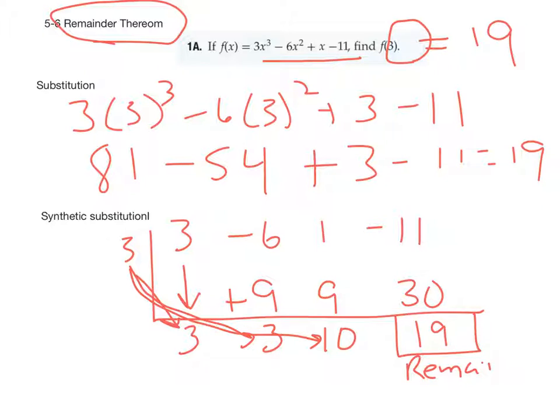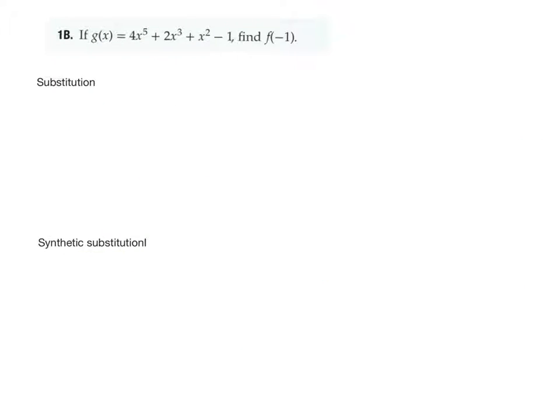So the remainder theorem basically says that when we do synthetic division or synthetic substitution, the remainder is a solution to the function. So if you look back up at the beginning when we did this problem of f of 3, we got 19. We also have the remainder of 19. Alright, so let's do this process again.